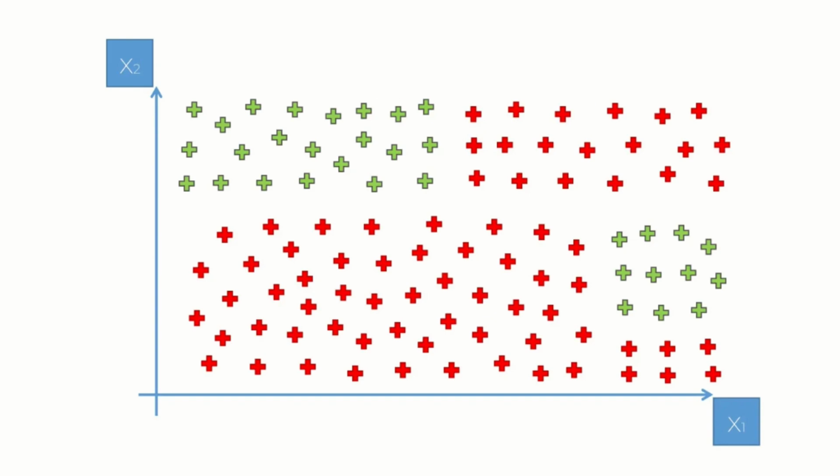So let's take an example. Let's suppose we have two variables available, x1 and x2, and in this case we have some data points available, which are green and red.